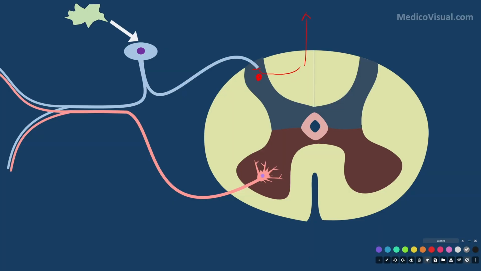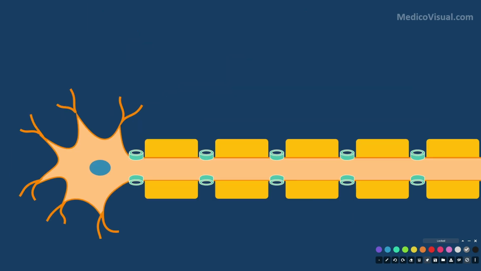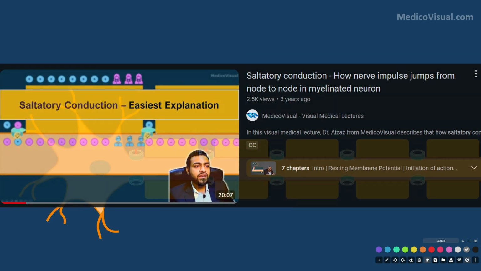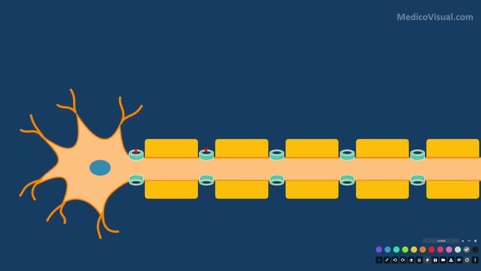Now here there is another problem: the nerve conduction velocity of such unmyelinated fibers is very slow. Opposite to that, the myelinated fibers have a very fast conduction velocity. The nerve impulse jumps from node to node like this. These are the nodes of Ranvier, one node, second node, and so on. We have discussed in detail how this process occurs, the concept of saltatory conduction, in another lecture. You can watch that lecture to understand its physiology, but we are not going into physiology.